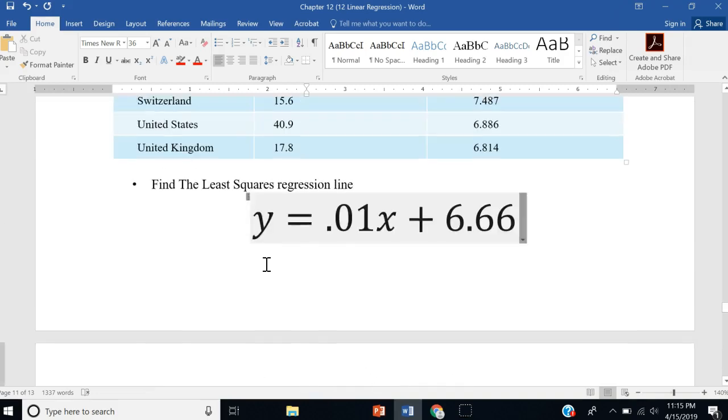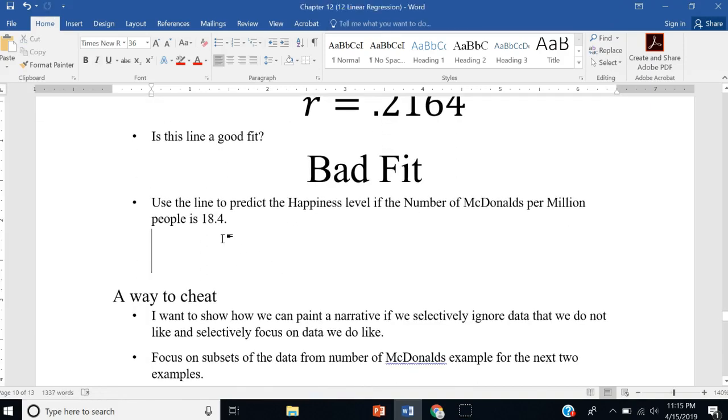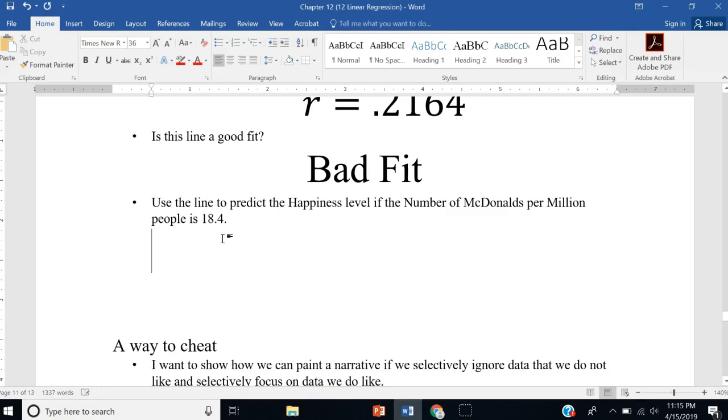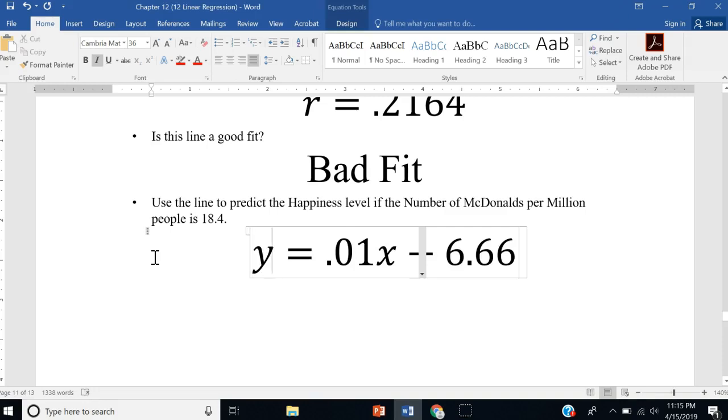Now, we still made a line, right? Our equation still is there, so we can still use it to predict, although we know that it's not going to be a very good prediction. So if we want to use the line to predict, we can if it asks me, but in reality, we kind of know better. So use the line to predict.